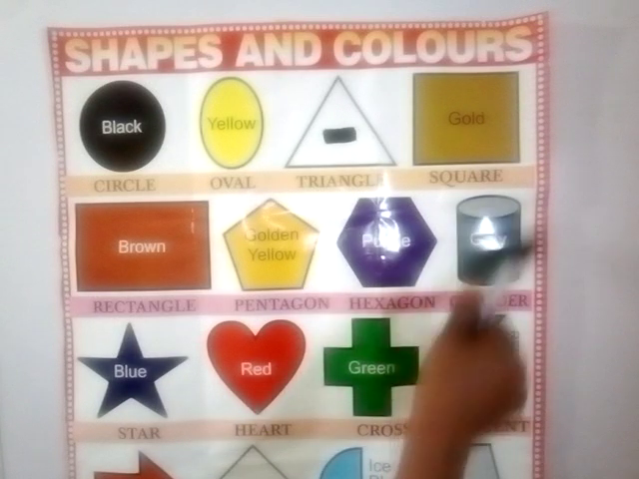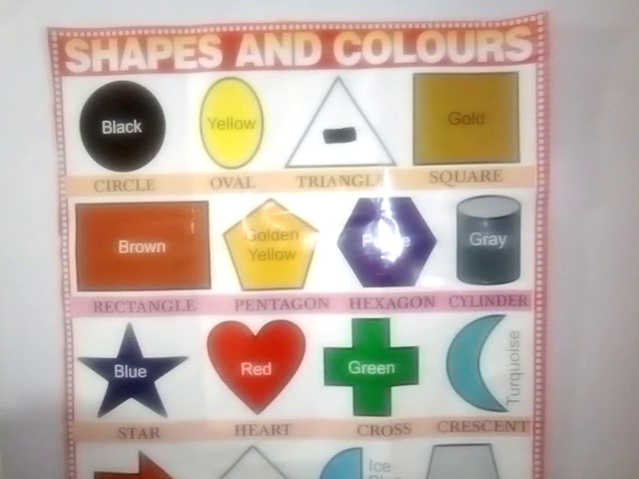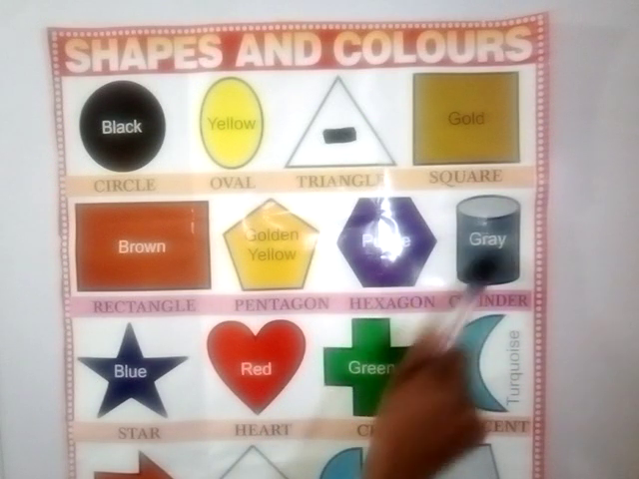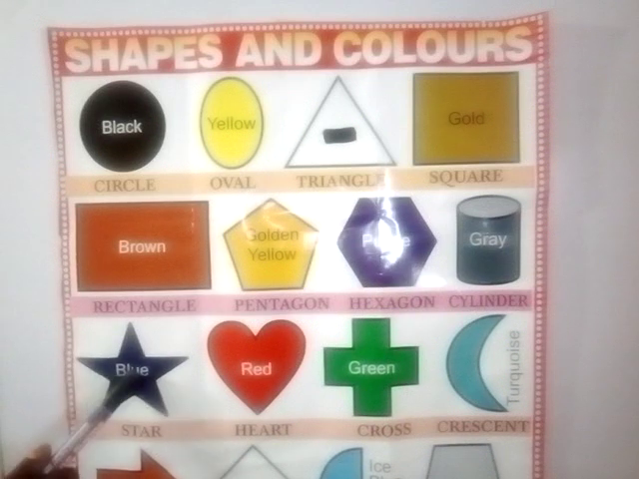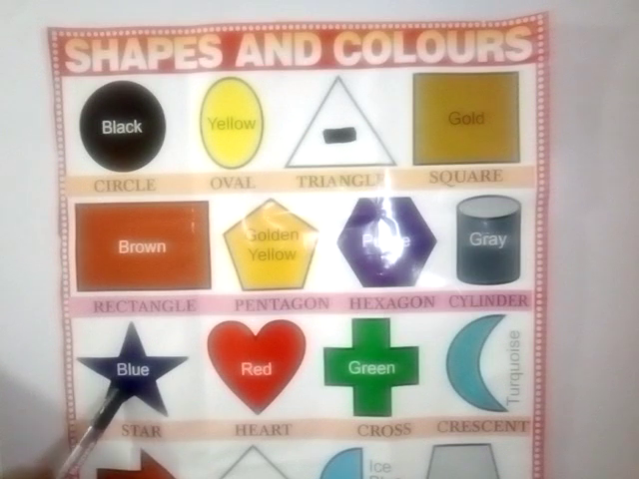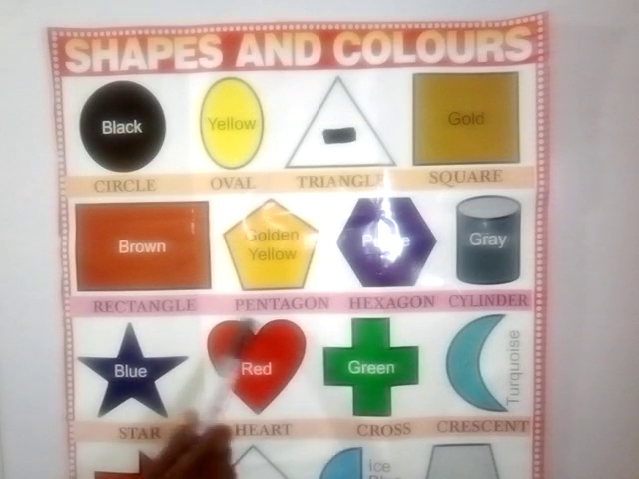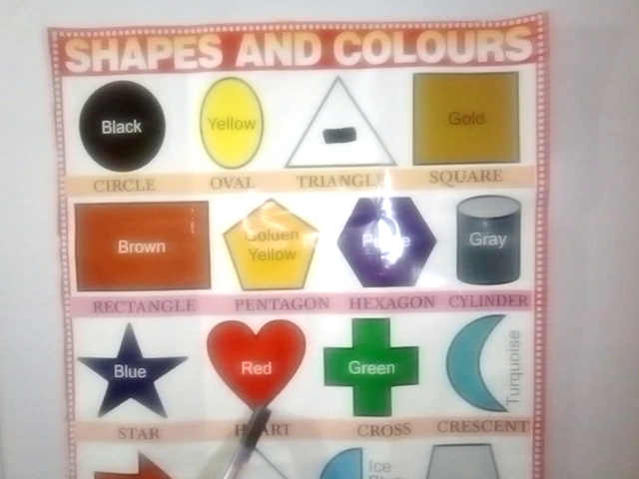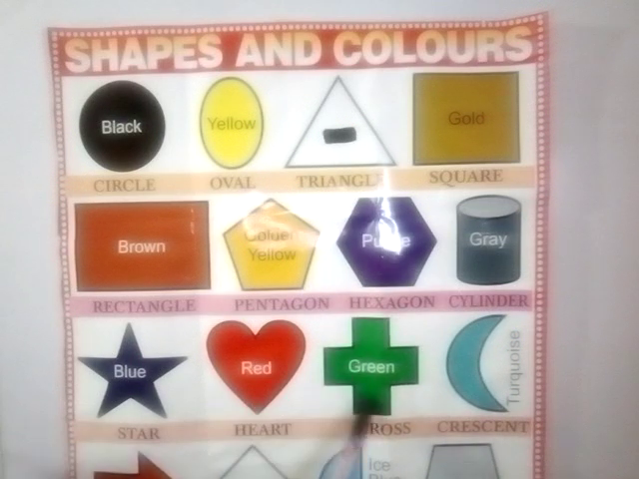And then the next one here is called a cylinder. Like your tin of milk, your tin of Bonvita and stuff. That is a cylinder for you. The next one we have here is a star. I know that everybody knows what a star is. Okay, and the next one here is heart. This red one here is a heart shape. And then you have this one, cross. This next one is called cross.